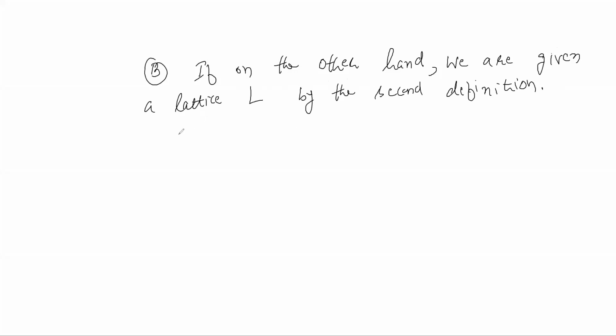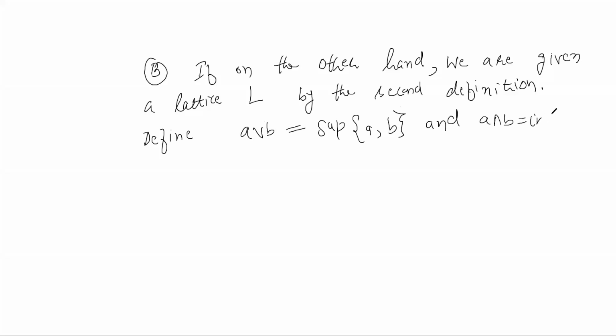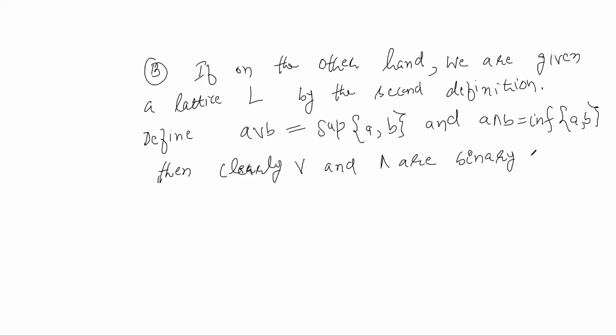So for that, you simply define A join B equal to the supremum of A and B, and A meet B equal to the infimum of A and B. Then clearly meet and join are binary operations on L. Why are they binary operations? Can anybody tell me?